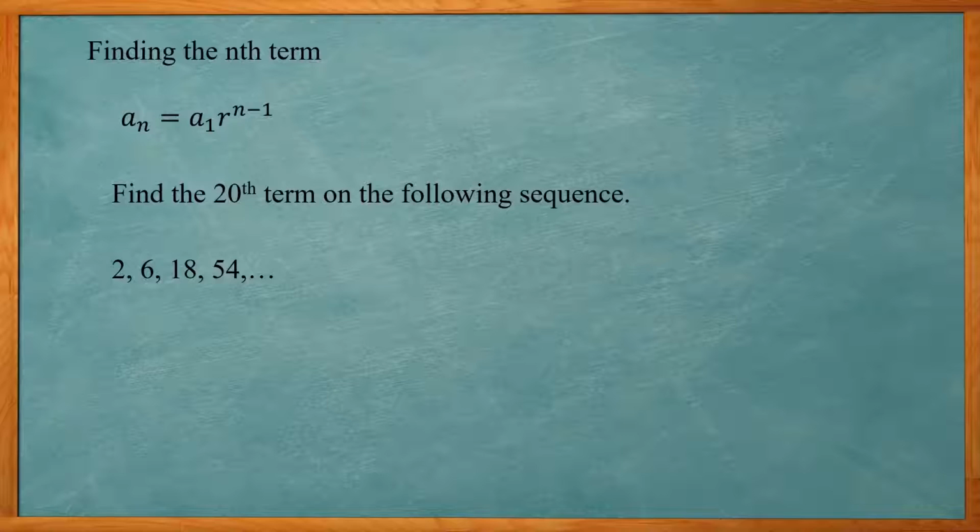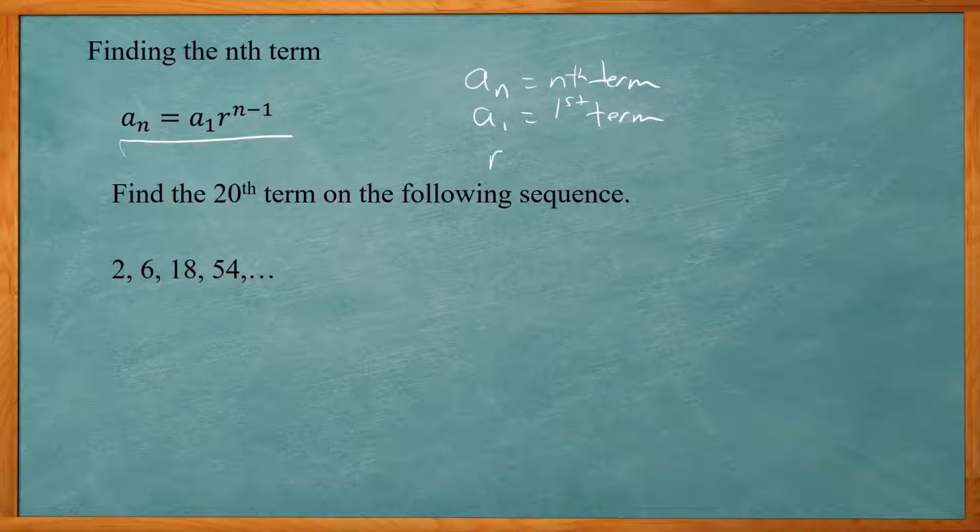Now the formula you need to know is this one. An equals A1 times R to the n minus 1 power. Okay, so An is your nth term. A1 is the first term. And R is your common ratio. And remember, if we're going to find a 20th term, n is 20. So this is the term number.